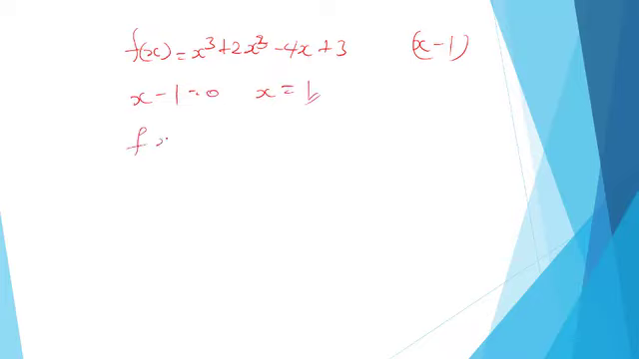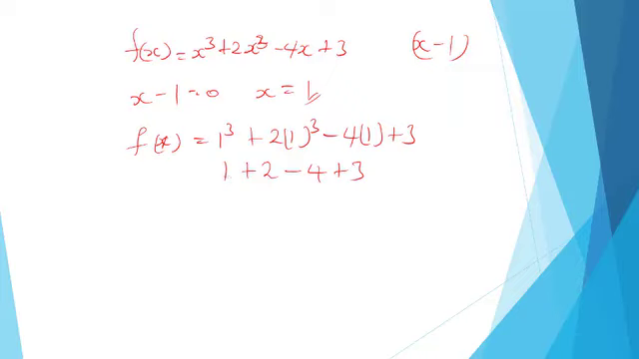Now let's solve for f(1), which is 1 raised to the power 3 plus 2 times 1 raised to the power 3, minus 4, plus 3. So 1 raised to the power 3 is 1. 1 raised to the power 3 again is 1 times 2 is 2, minus 4, plus 3. Now 1 plus 2 is 3, plus 3 is 6, minus 4 is equal to 2. So when this divides this, the remainder is equal to 2.